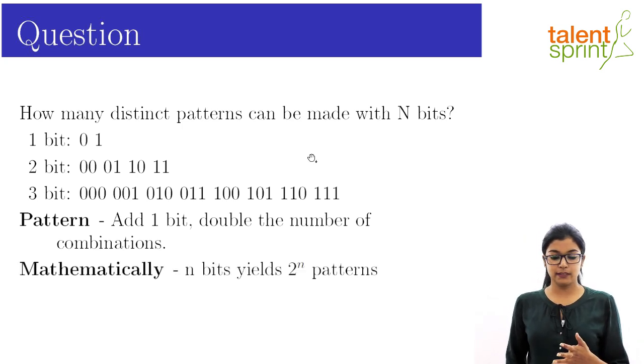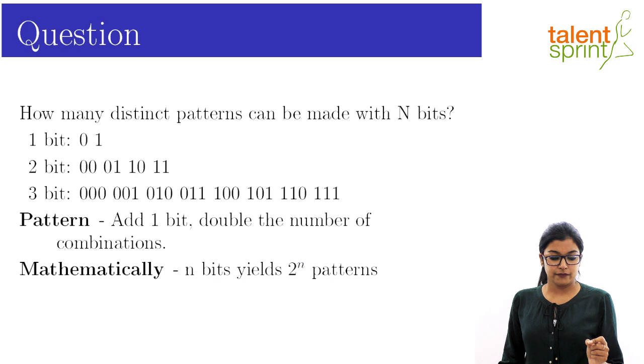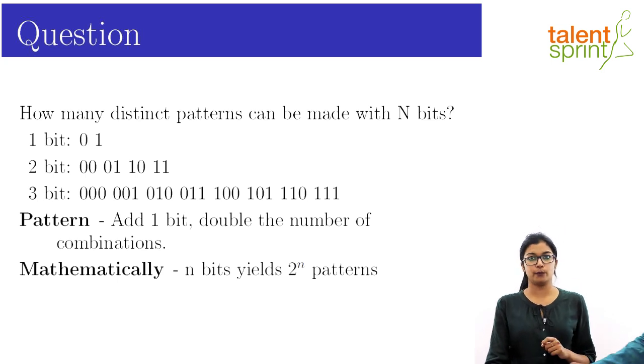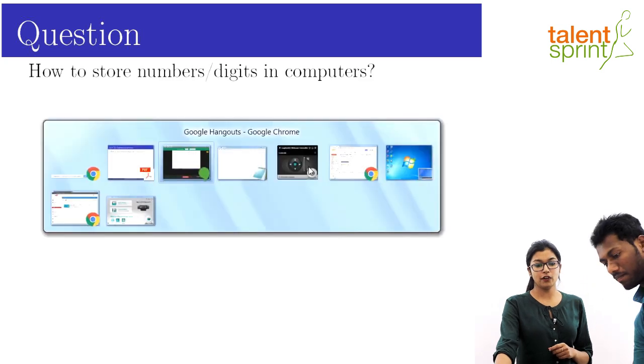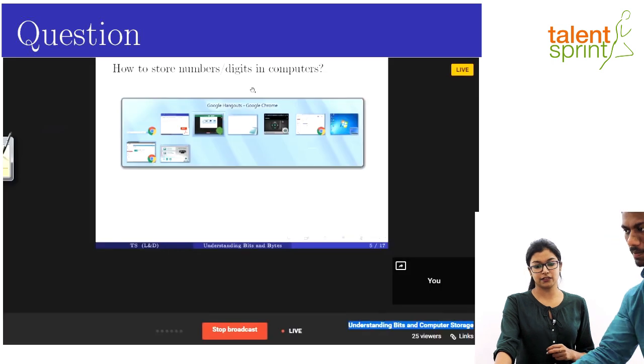Now mathematically, n bits yield 2 to the power n patterns. Alright. So if there is 1 bit, the number of patterns is 2 to the power 1. That is 2. Now if there are 2 bits, the patterns are 2 to the power 2. That is 4. Alright. Now when we move on, we talk about ASCII representations.